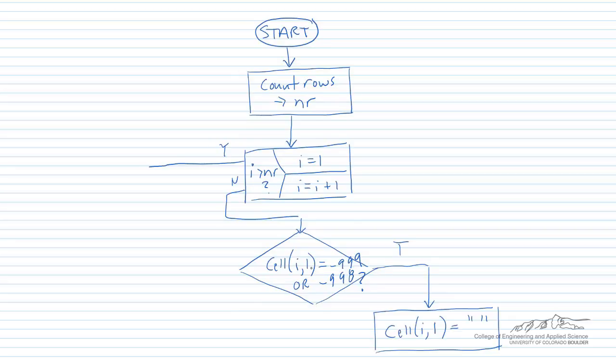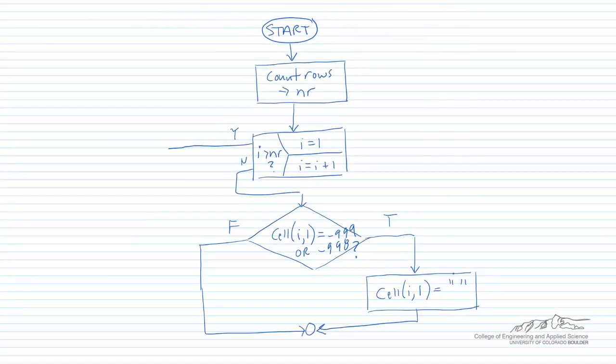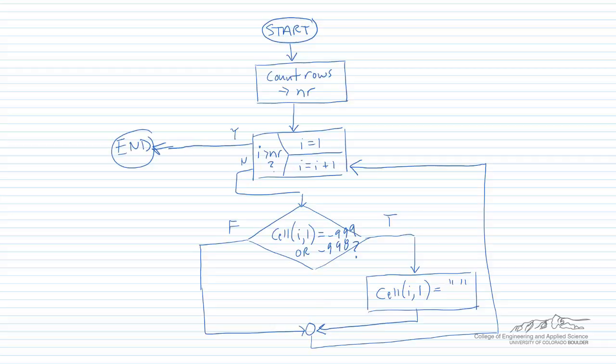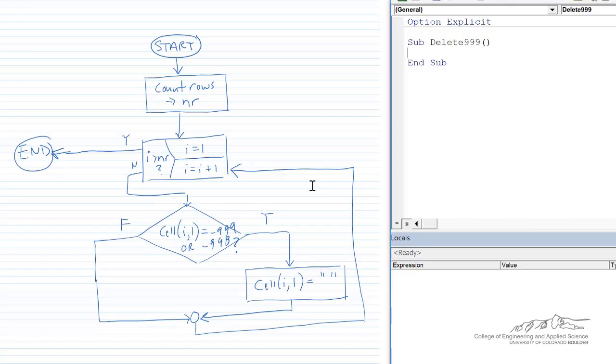space. If that cell value is equal to negative 999 or negative 998, we're going to replace that cell with just empty quotations. If it's false, then we're not going to do anything, and we're going to loop back and increment i by 1. When i exceeds the number of rows, we're done, and there's nothing to output, because what we're doing here is making modifications to the individual cells. We're not actually outputting anything at the end.